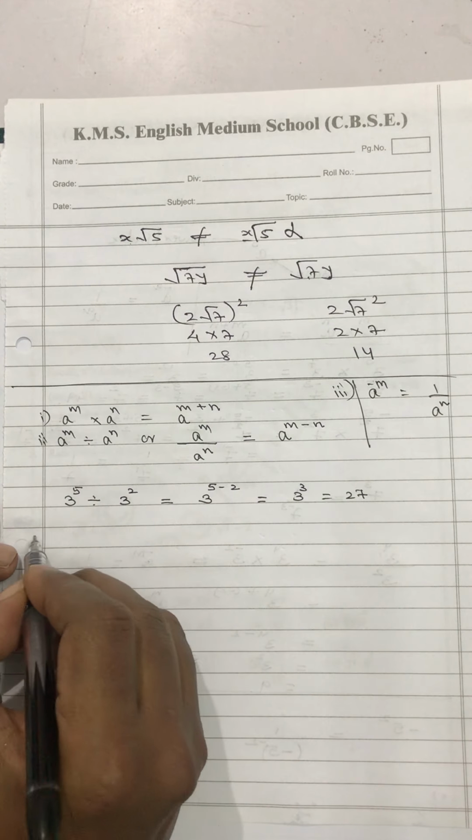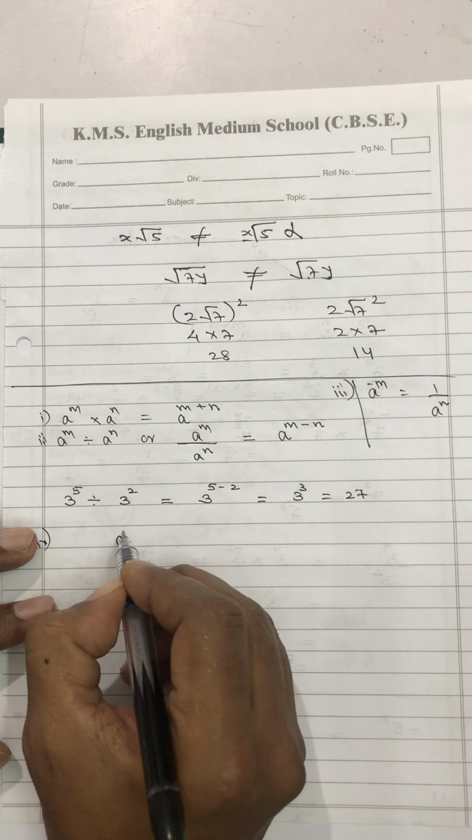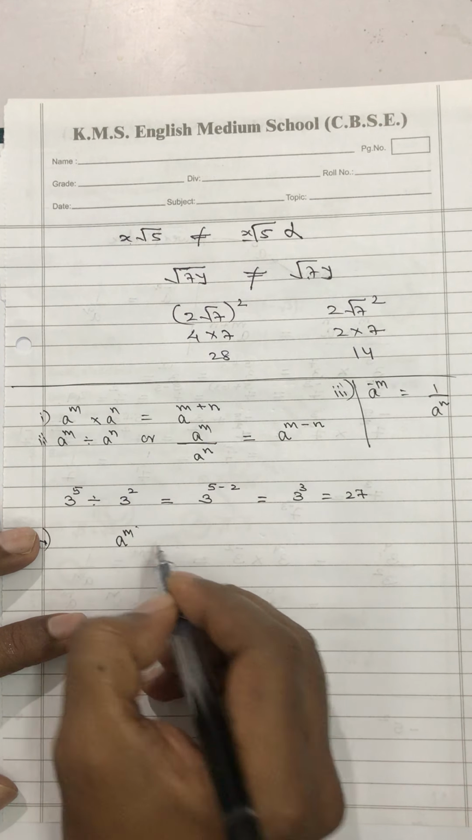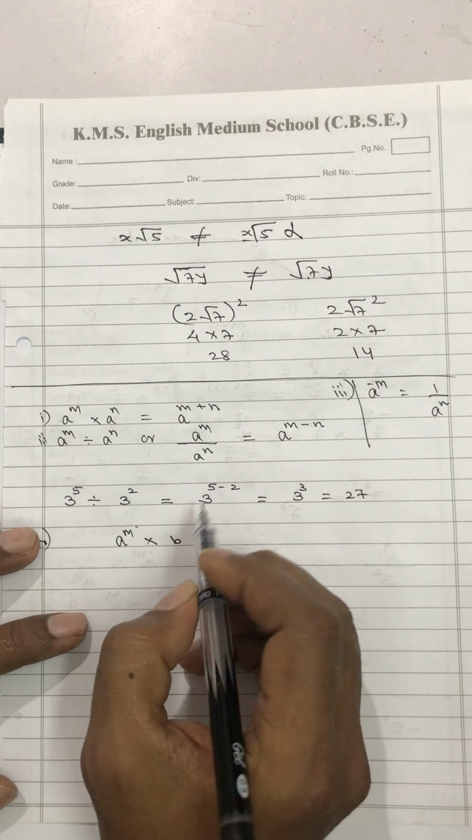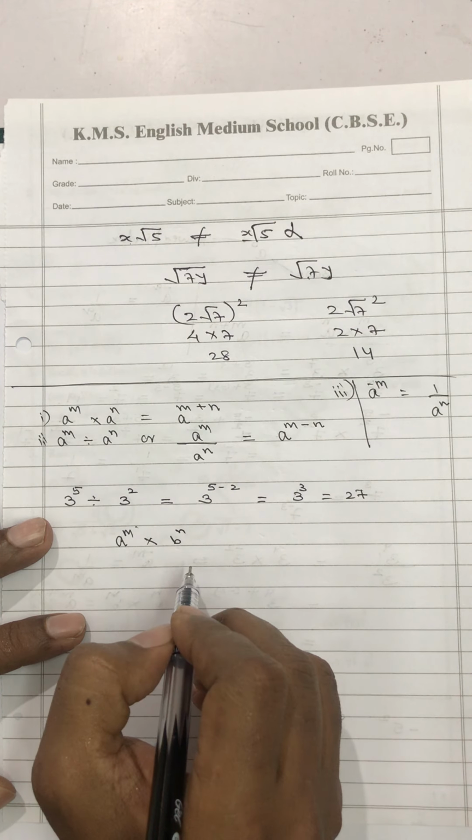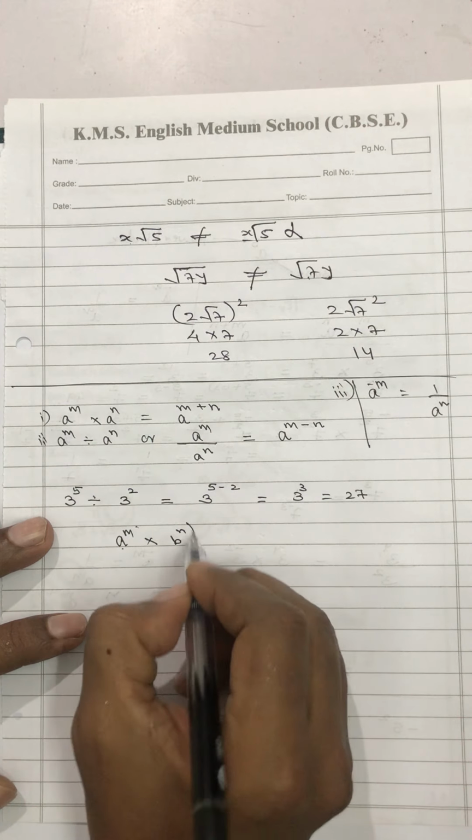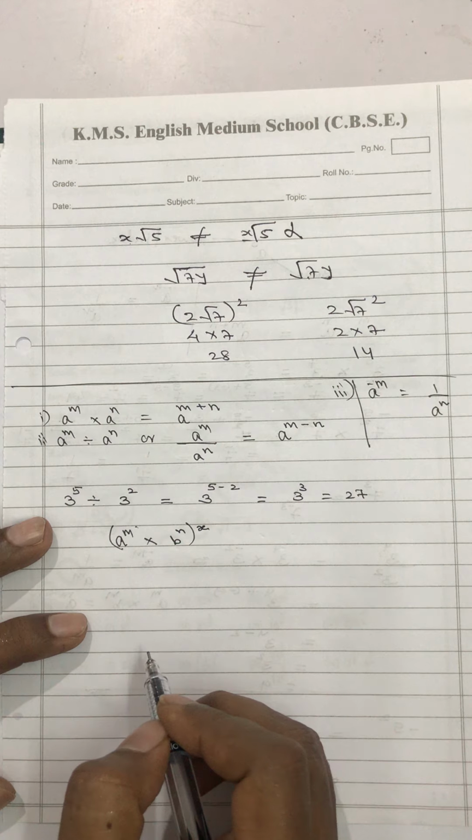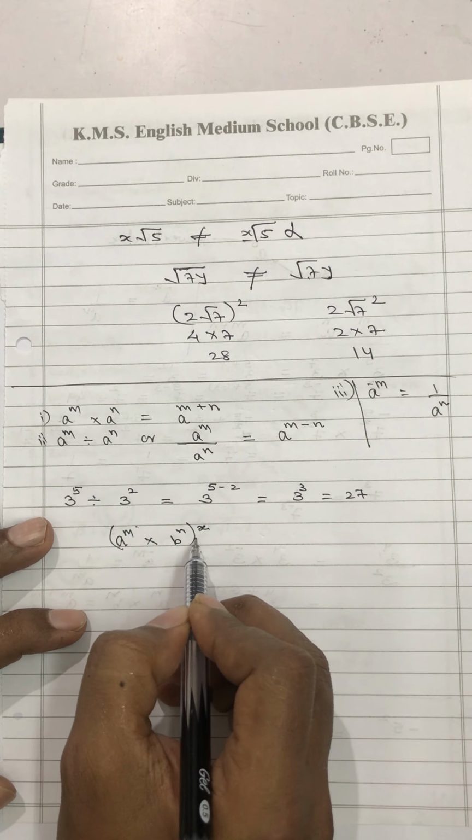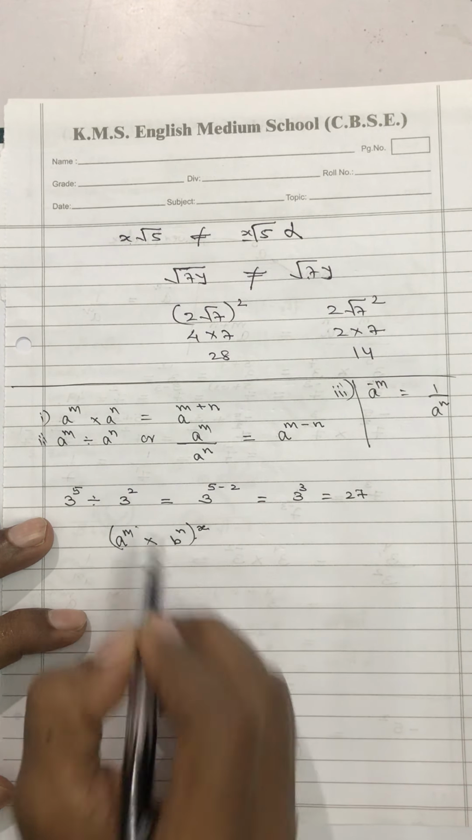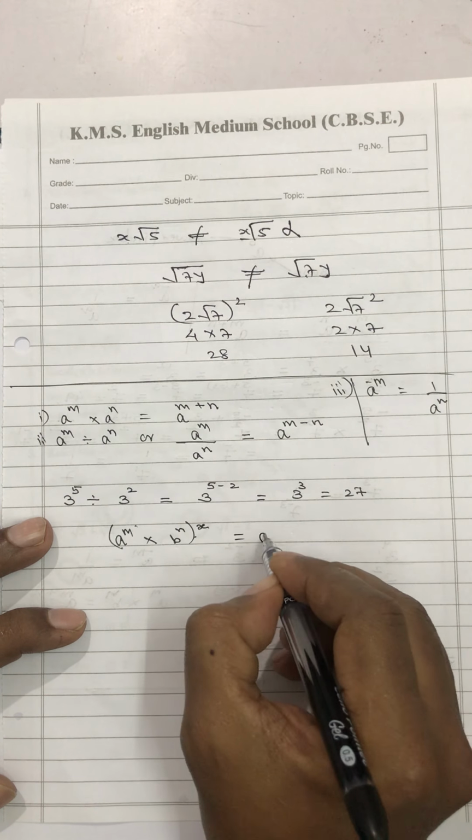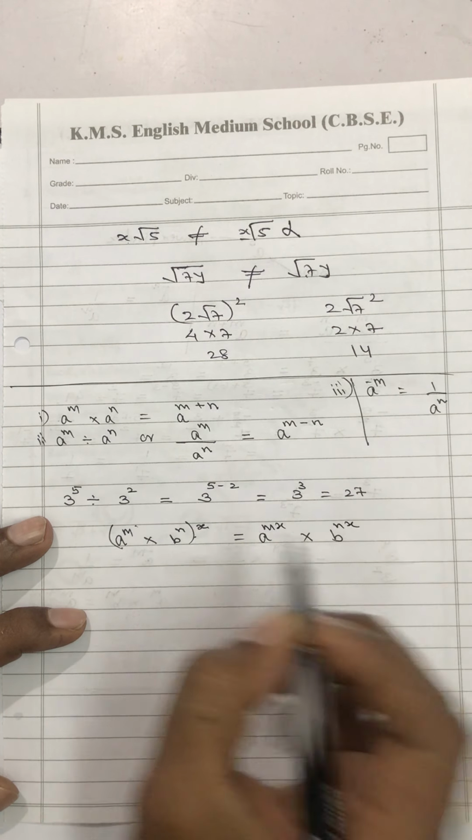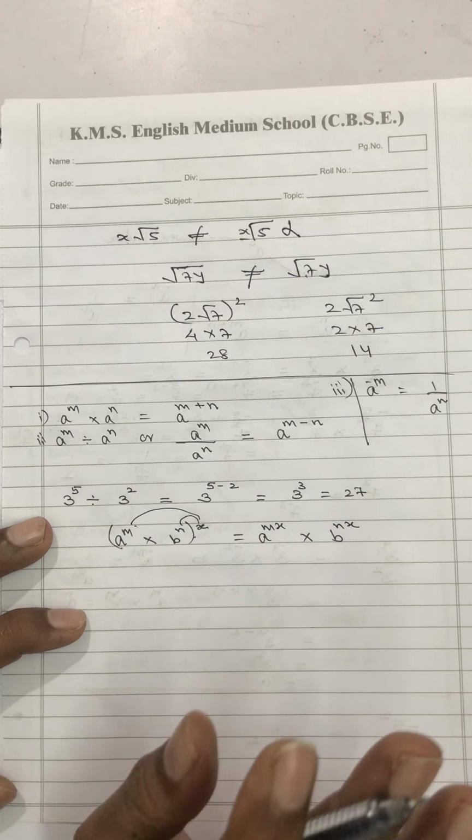Now the fourth one is actually speaking, if supposing there is a base and an index and they are in a bracket, you can write it in this form also, (a^m b^n)^x. They are different bases, but there is a whole bracket, and there is a power outside the bracket. When you open this bracket, the outer power will multiply with each and every inner power. That will become a raised to the power of mx into b raised to the power of nx. The outer power will multiply with each and every inner power.